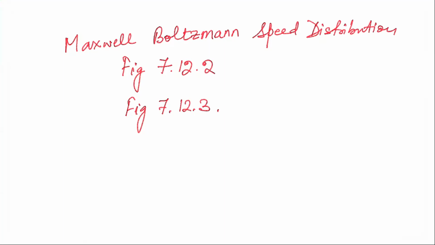Before I begin with the topics we're going to discuss today, let me remind you that there was a class which discussed the experimental verification of the Maxwell-Boltzmann speed distribution. Those topics are also discussed in RIFE section 7.12, and in particular refer to figure 7.12.2, and these two figures. This was discussed not from RIFE but from some other sources which I found on the web.